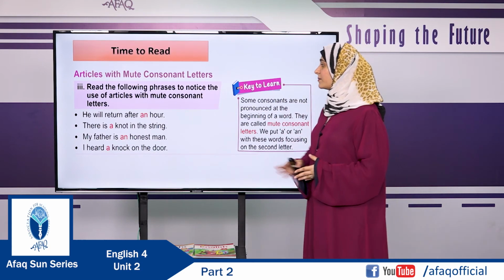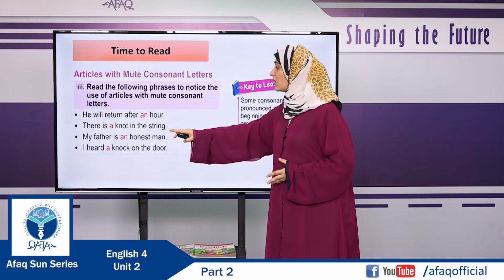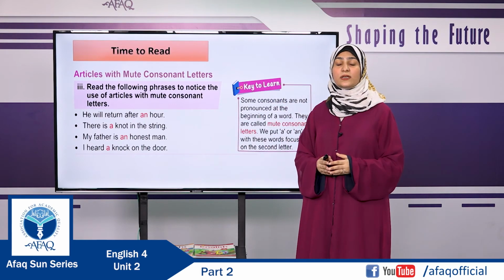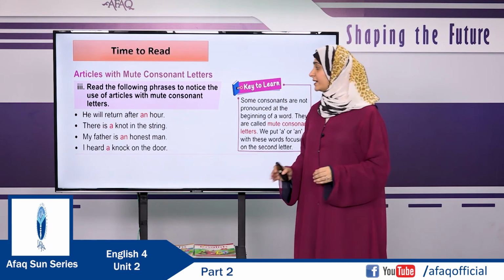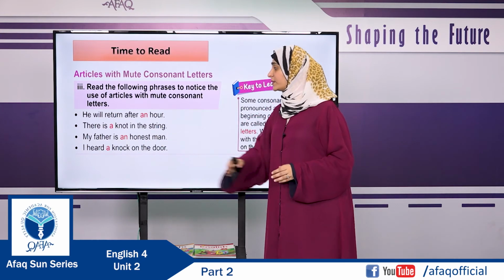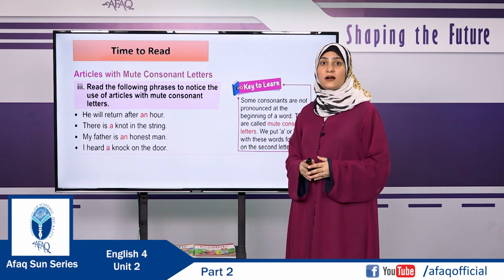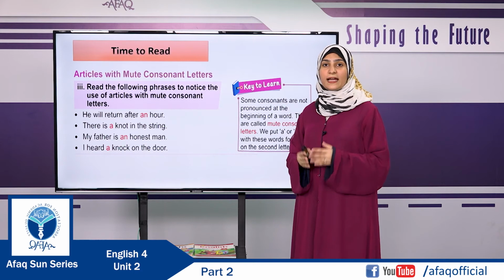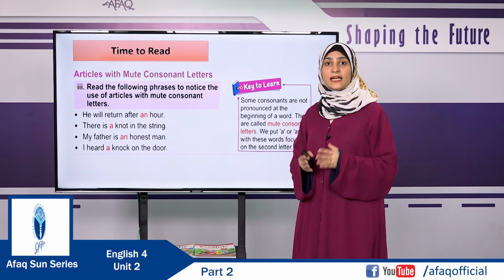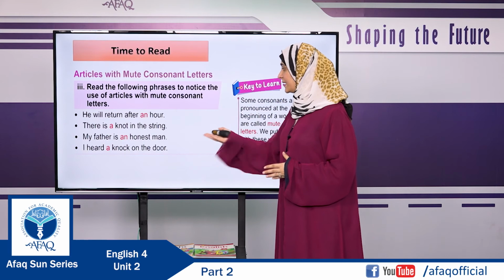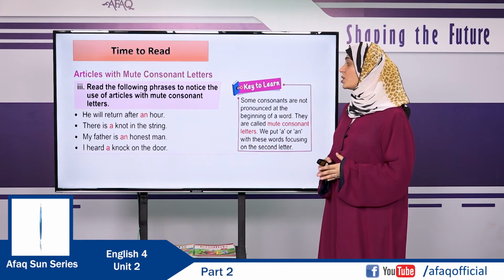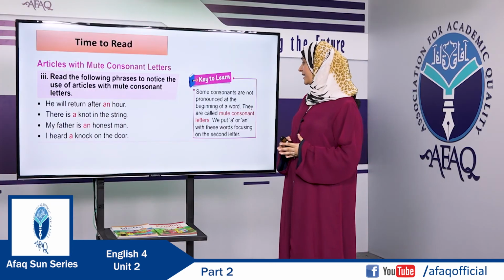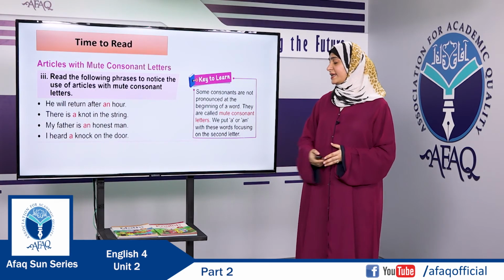In the same way, my father is an honest man. In this word, you will see that the h sound is silent, and the word is beginning with the sound O. This sound is a vowel sound, and for this we are using the article an. In the same way, I heard a knock on the door. We are using this article by recognizing and focusing on the second letter sound.